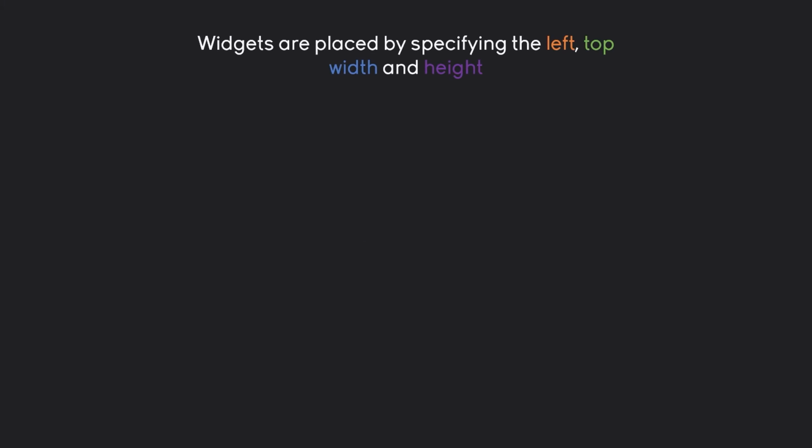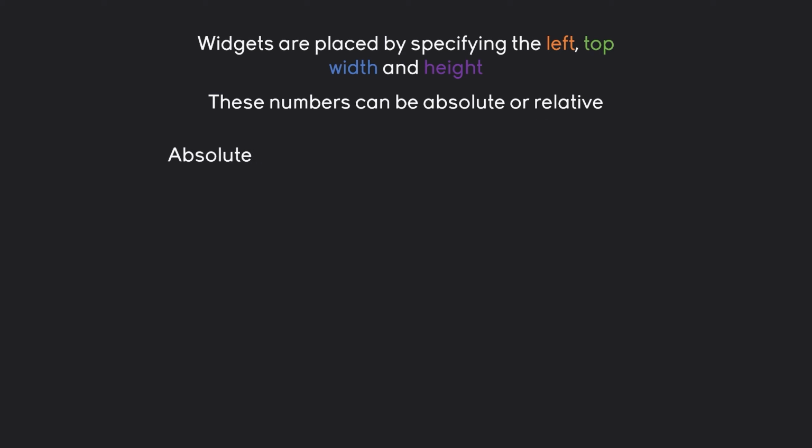So let's talk about place. Widgets are placed by specifying the left, the top, the width, and the height of the widget. This is a very flexible system, and also, I think, a fairly simple one to understand. Although, when you are placing widgets, you can do this in two ways. You can either use absolute or relative values. Let's start by talking about absolute values.